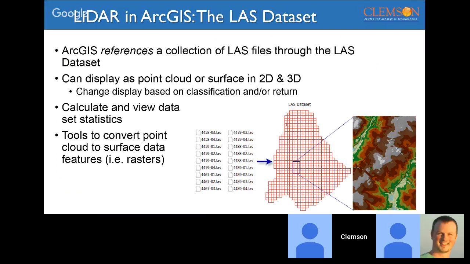And what we'll get to is there are tools to convert your data from this three-dimensional point cloud to a surface, say as a raster elevation model. The software doesn't really work directly with the point cloud, at least not yet. So what we'll do today is convert to rasters for analysis.